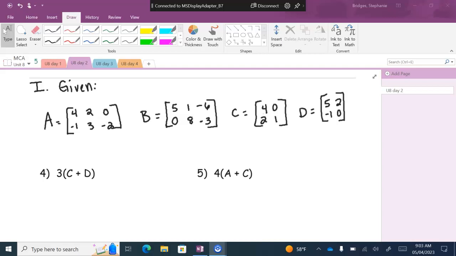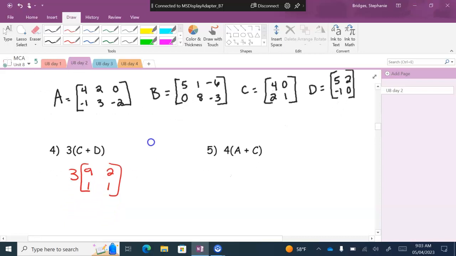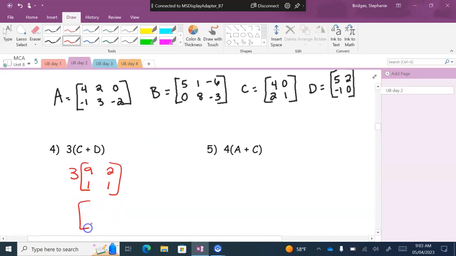Can I actually add C and D together? Yes, they are the same size. So I'm going to keep that 3 in the front first. I'm going to go ahead and add C and D together. That's going to give me 9, 2, 1, and 1. And then I just multiply each one of those elements by 3, which gives me 27, 6, 3, and 3. Does that make sense to everybody?